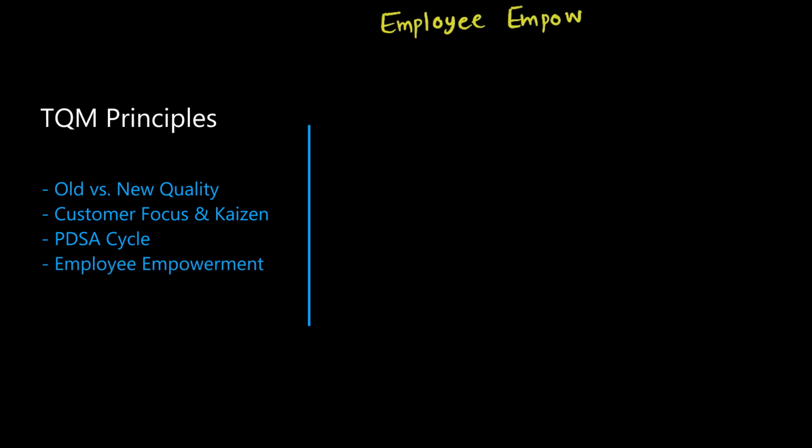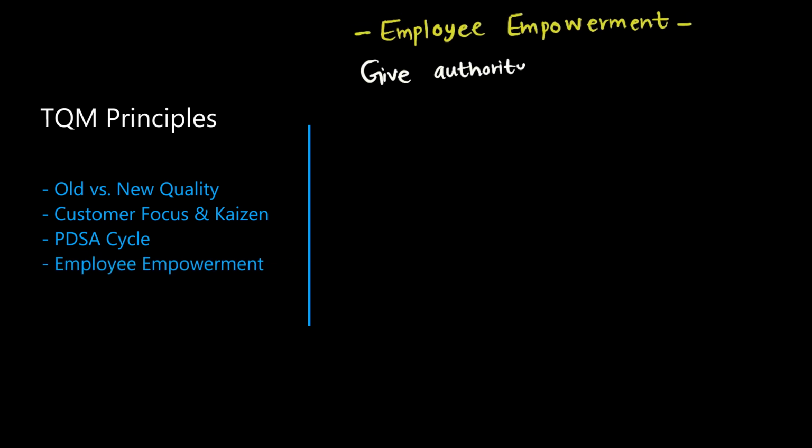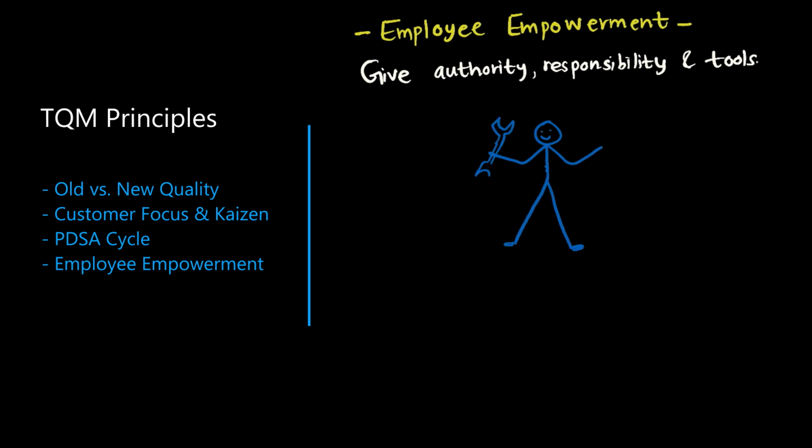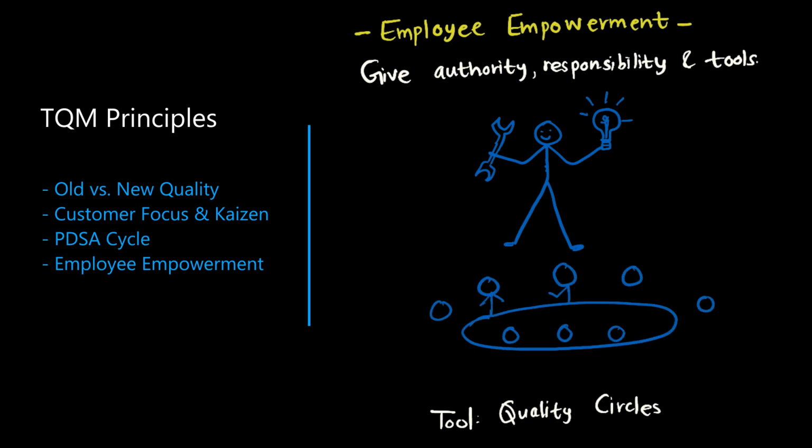Another key TQM principle is employee empowerment. This means giving the people who actually do the work the authority, responsibility, and tools to identify and correct quality problems themselves. This often involves a team approach, such as quality circles, where a group of 8 to 10 employees from the same area meet regularly to analyse and solve work-related problems.